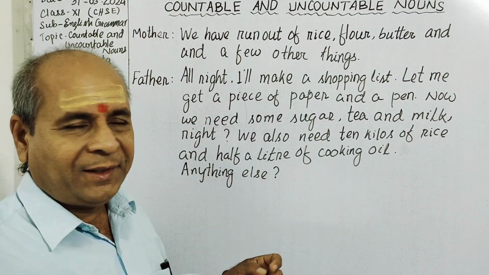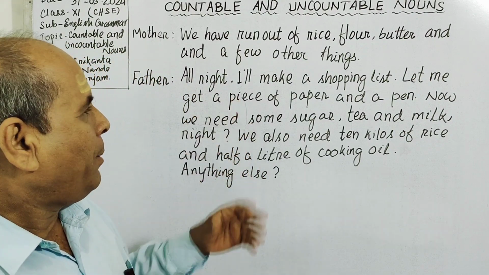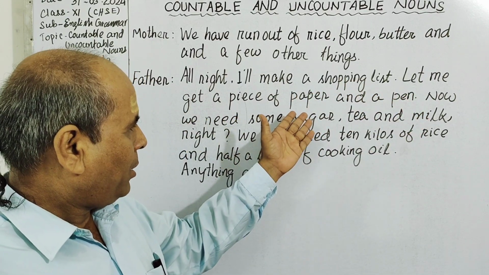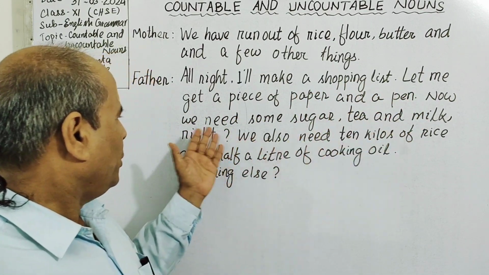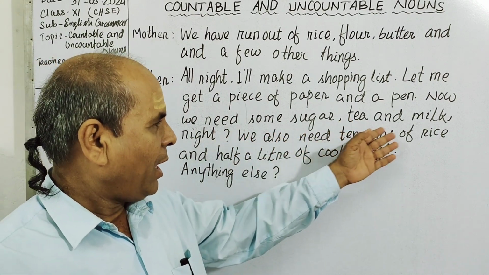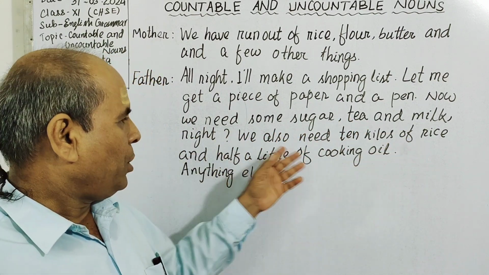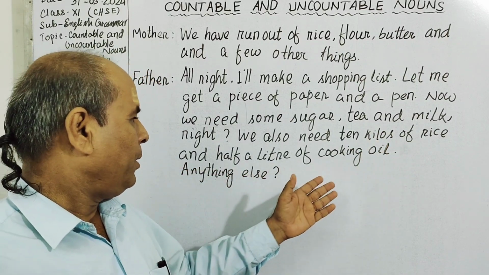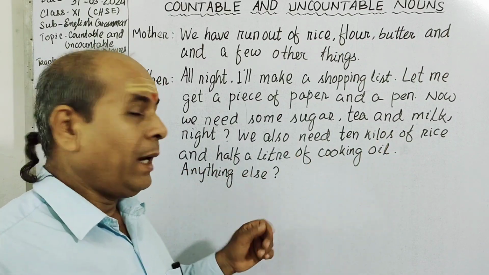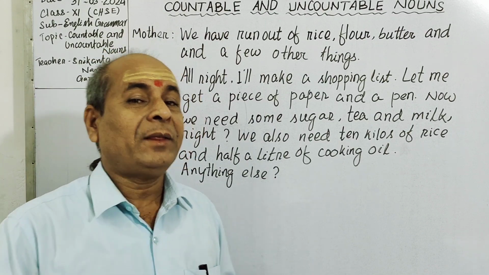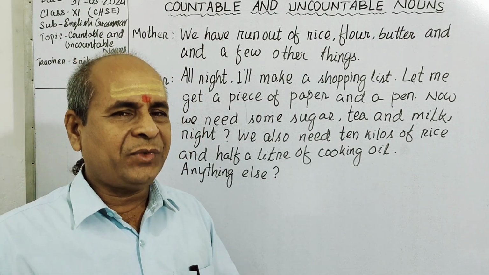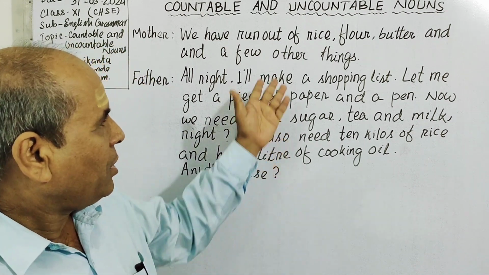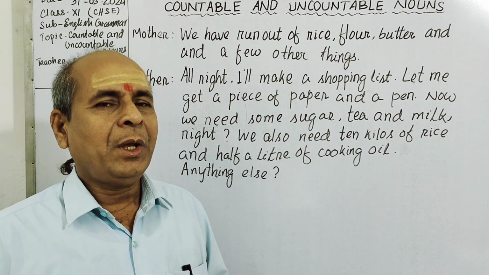So the father says, all right, I will make a shopping list. Let me get a piece of paper and a pen. Now we need some sugar, tea and milk, right? We also need 10 kilos of rice and half a liter of cooking oil. Anything else? Yes, the father is making a list of the things that they will purchase from the shop. So you see, two dialogues are there.